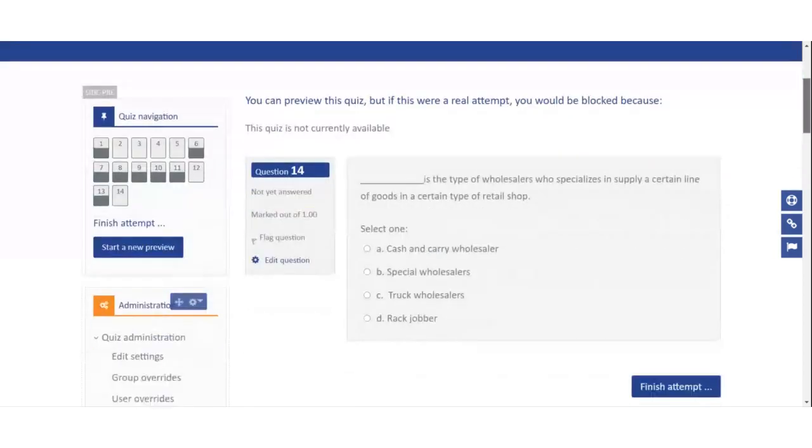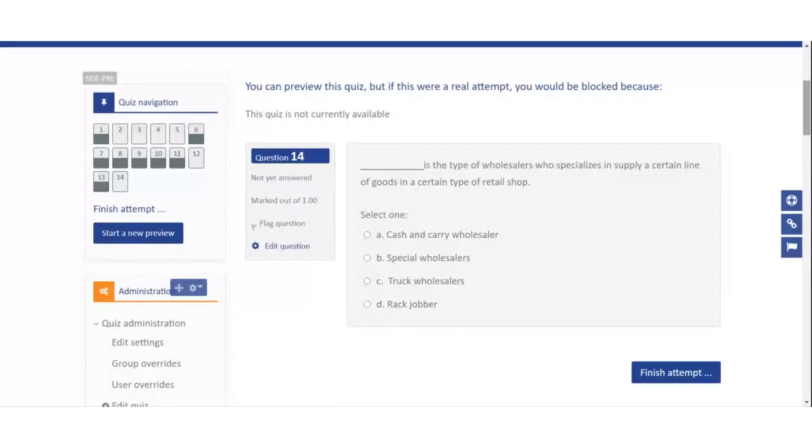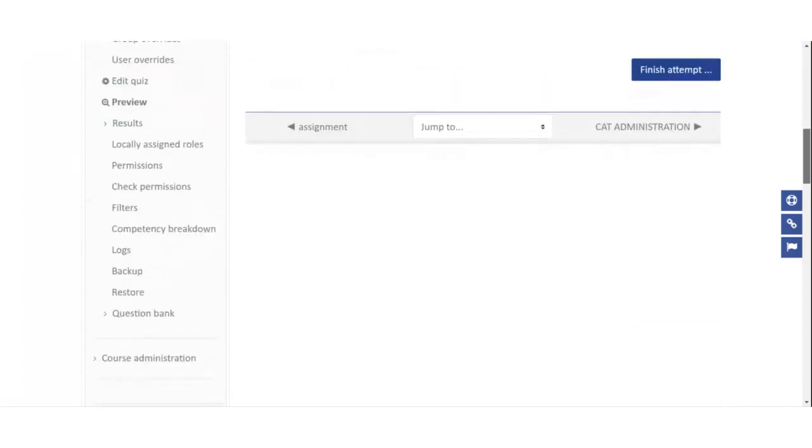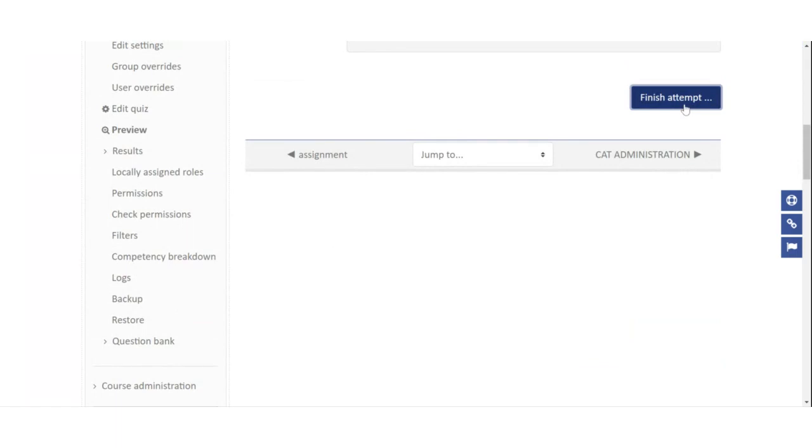Then this type of wholesaler who specializes in supply of certain goods in a certain type of retail shop is called a rack jobber. Those people work for special brands or companies, and they focus on a particular product or a particular rack in a store. So those are the kind of people we are talking about. Then you finish your attempt.